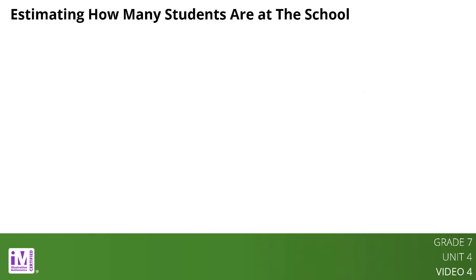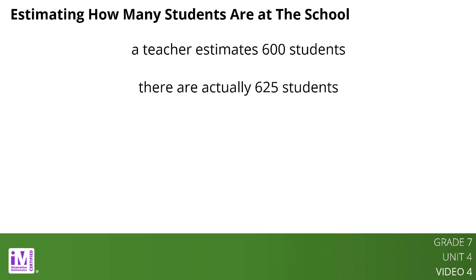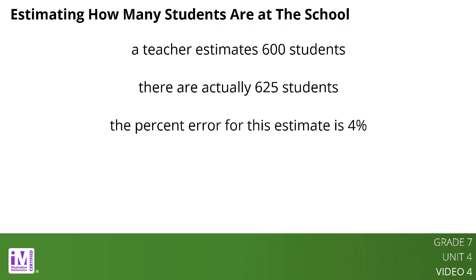We can also use percent error when talking about estimates. For example, a teacher estimates there are about 600 students at their school. If there are actually 625 students, then we can calculate the percent error for this estimate is 4%, because 625 minus 600 equals 25, and 25 divided by 625 equals 0.04.